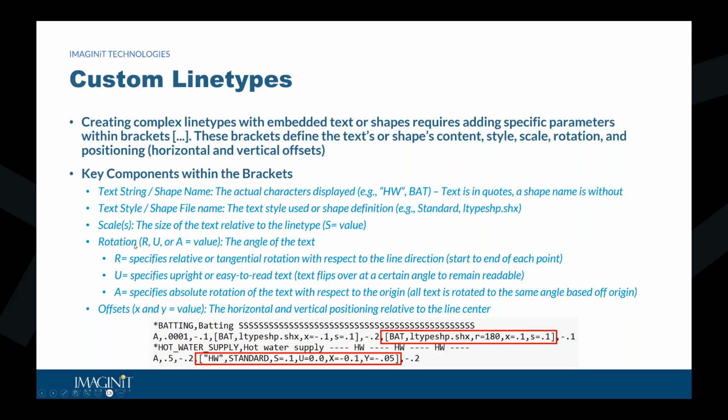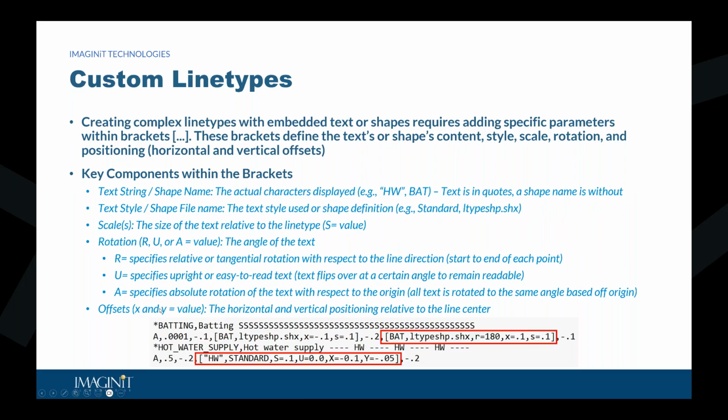And then we have a rotation. This is the one that gets a lot of people. So you have an R, a U, or an A value. This specifies the angle of the text. R specifies a relative or tangential rotation with respect to the line direction, start to end of each point. If it's a U, it specifies that the text is upright or easy to read. The text flips over after a certain angle to remain readable. And then an A specifies an absolute rotation of the text with respect to the origin. So all text is rotated to the same angle based off the origin point.